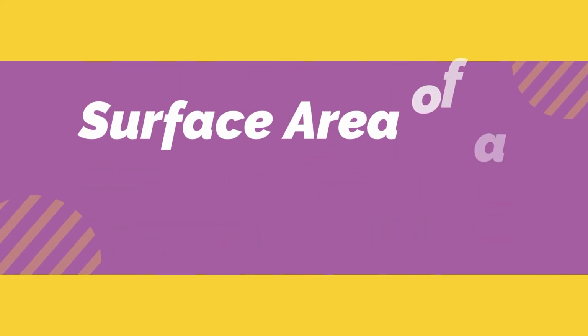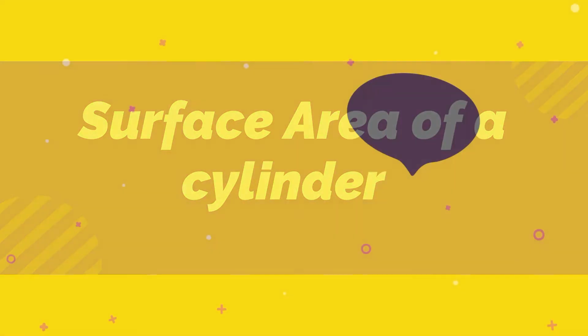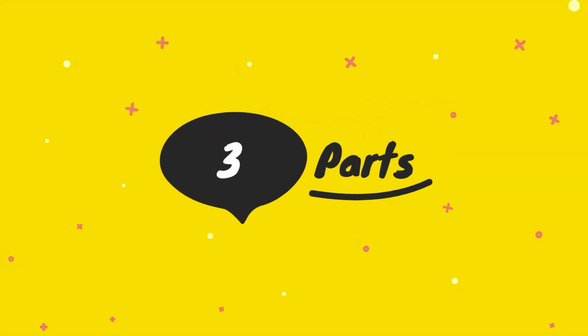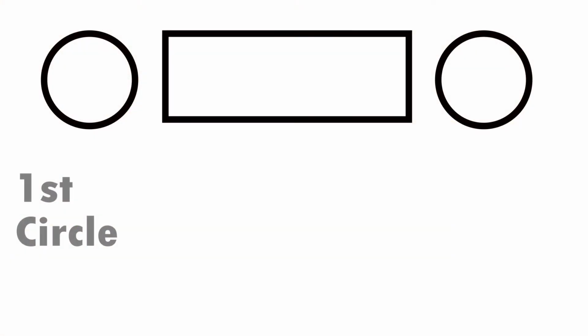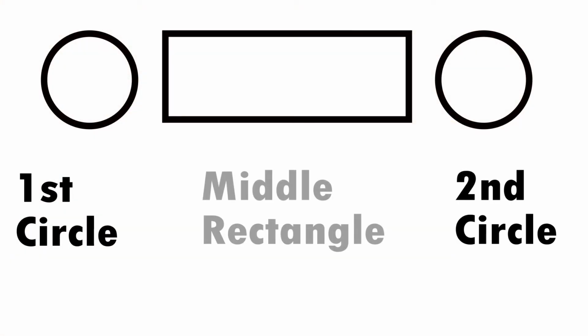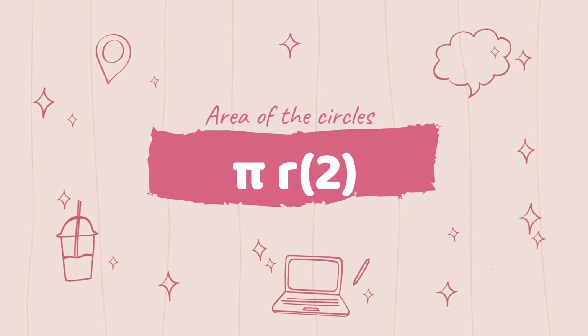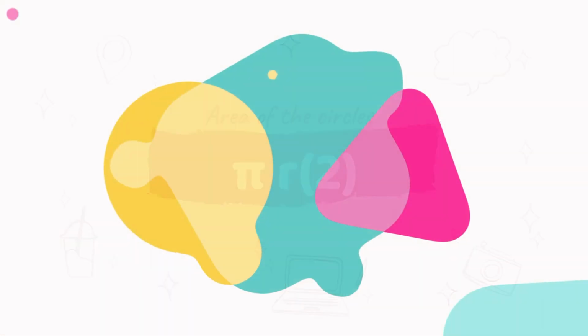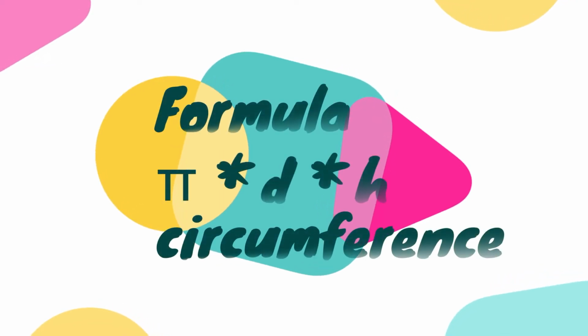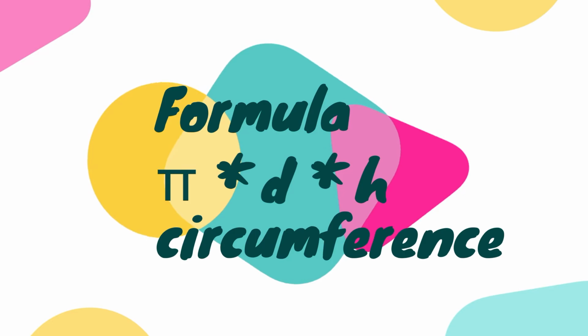The next thing is the surface area of a cylinder. To find the surface area of a cylinder, we have to divide the cylinder into 3 parts: the first circle, the second circle, and the middle rectangle. To find the area of the circles, we will use the circle area formula, which is pi r squared. To find the area of the rectangle, we first find the circumference of the circle, whose formula is pi d, and to find the total area, we multiply it by the height of the figure.